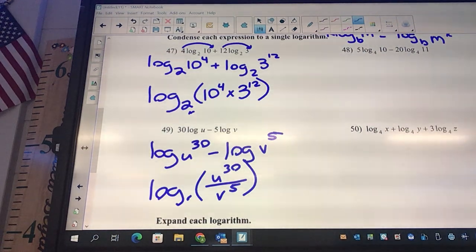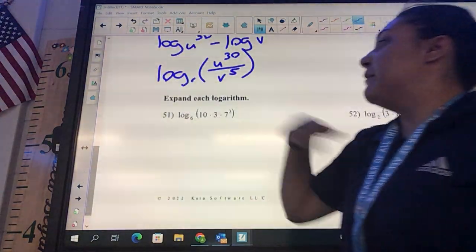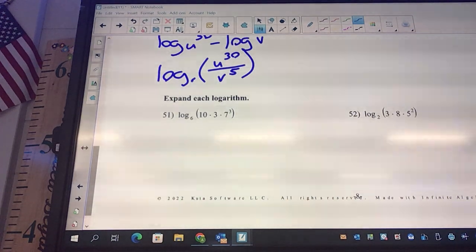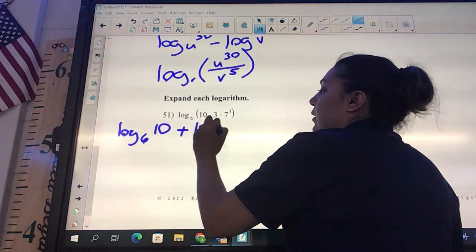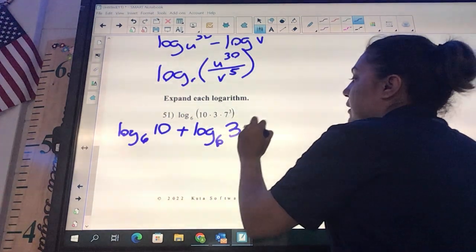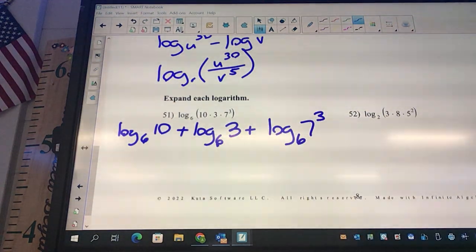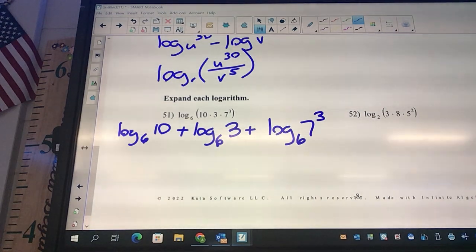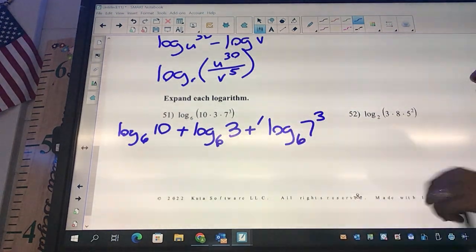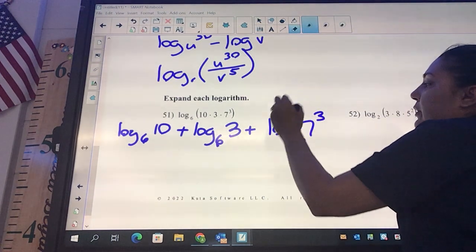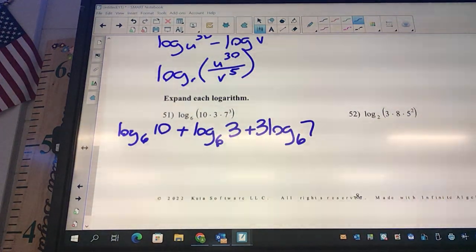Okay, expanding logs. So they give it to you like this, and they want it written out like this. Okay, so times tells us to do what? Add. Right, so we're going to say log 6, 10, plus log 6, 3, plus log 6, 7 to the 3 power. I thought you're supposed to put the 3 in front of the log. We do put the 3 in front of which one? The last. Yeah, so see how this has an exponent? Exponents go in front. So on this one, I'm kind of going to skip a step, but I'm going to erase this 3, and it really goes right here. We don't leave the exponents like that.